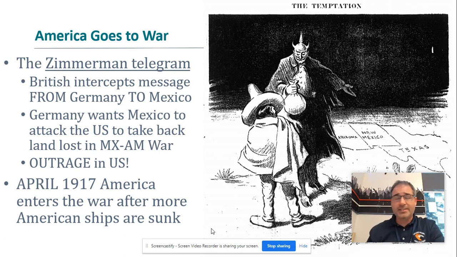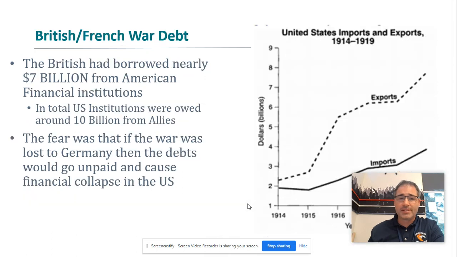This outrages the United States, and they might as well have attacked the United States directly because now they want revenge. And in April 1917, America entered the war after some more ships were sunk by submarines.